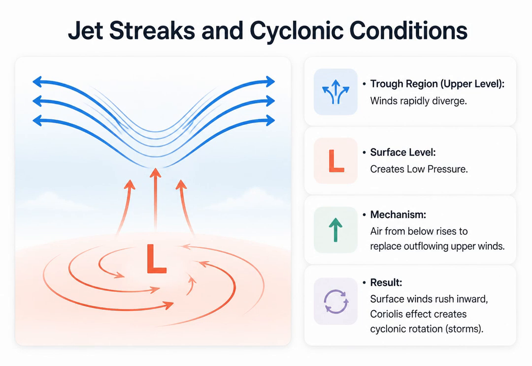Let's look at how a trough affects the surface. In the upper atmosphere, right at the trough of a jet stream, the winds rapidly diverge or spread apart. This spreading creates a void or lower pressure high up in the atmosphere. To fill this void, air from the Earth's surface is rapidly sucked upward. This rising air creates a strong low-pressure system at the surface. Surrounding surface winds rush inward to fill the surface low, and the Coriolis effect spins them into a cyclonic rotation, leading to heavy storms and depressions.